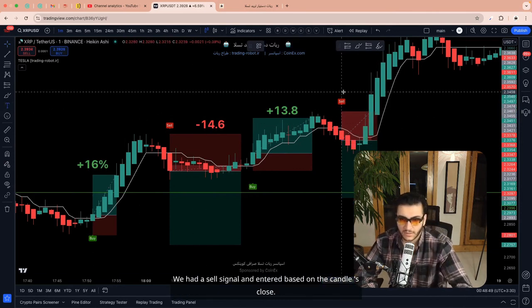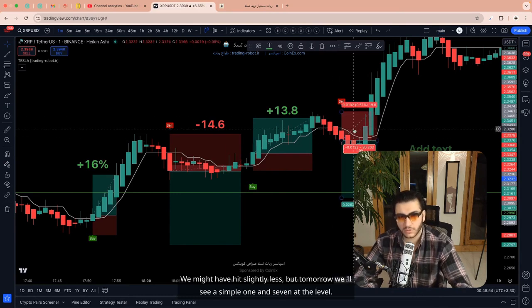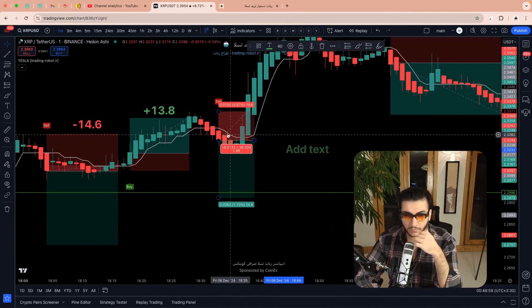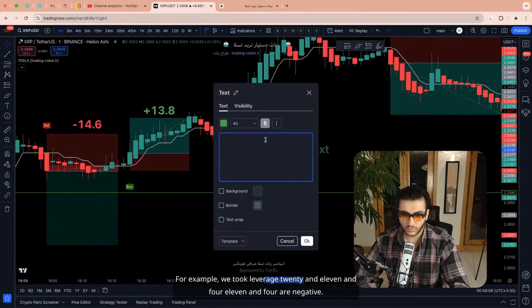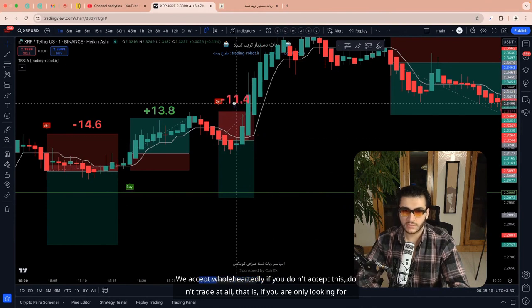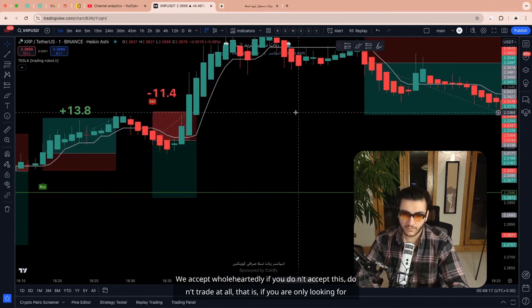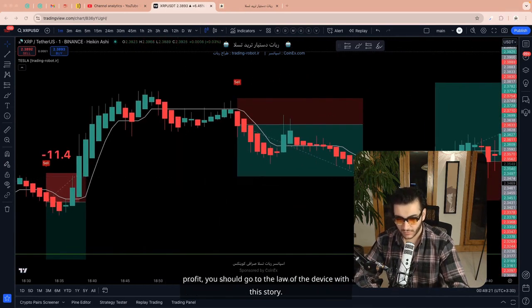We had a sell signal and entered based on the candle's close. Stop losses above, even the white line are close, and the risk to reward ratio is 2. We might have hit slightly less, but tomorrow we'll see a simple 1 and 7 at the level. 5 and 7/100ths is correct. For example, we took leverage 20 and 11 and 4. 11 and 4 are negative. We accept wholeheartedly. If you don't accept this, don't trade at all. That is, if you are only looking for profit, you should go elsewhere with this story.